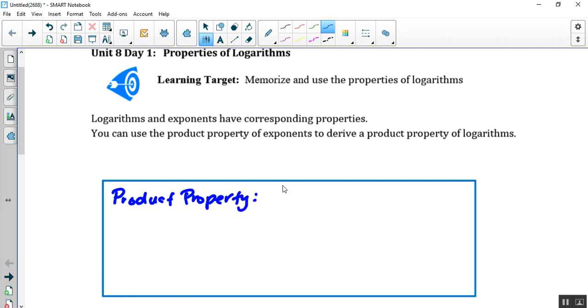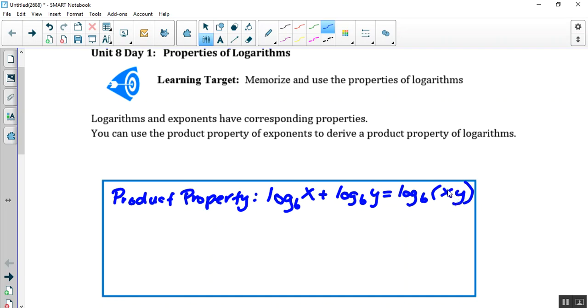This property says that if you have the sum of two logs, they can have whatever base you want, let's just call it base b. So I have log base b of x plus, and this one does have to have the same base, log base b of y. This is equal to the log, still base b, of the product xy.